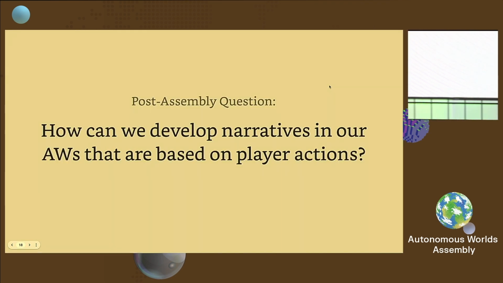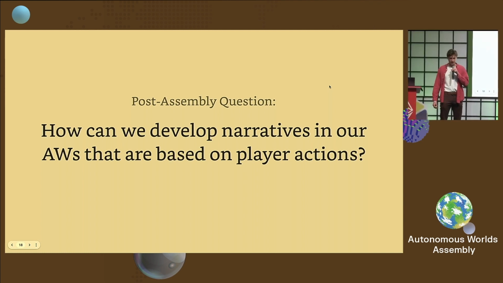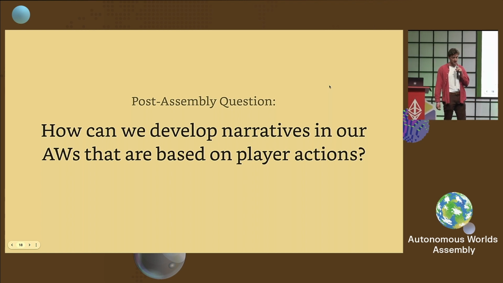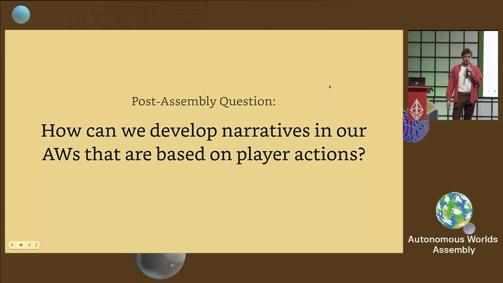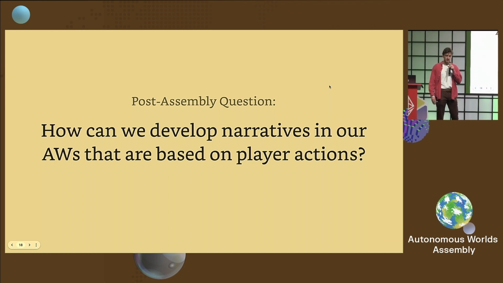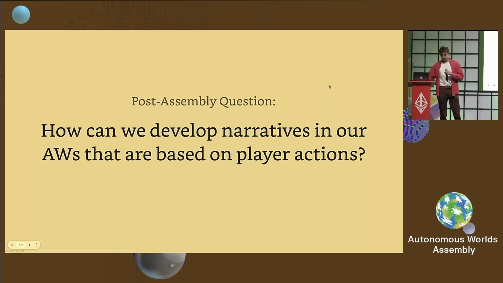And we'll leave you with this post-assembly question that everybody should have upvoted already. How can we develop narratives in our autonomous worlds that are based on player actions? We've seen in traditional games, usually there is a preset narrative that you follow, and that heavily shapes the course of your experience. How can we really focus on optimizing the player actions to drive the narrative and the drama and the myths that end up being created by our games?